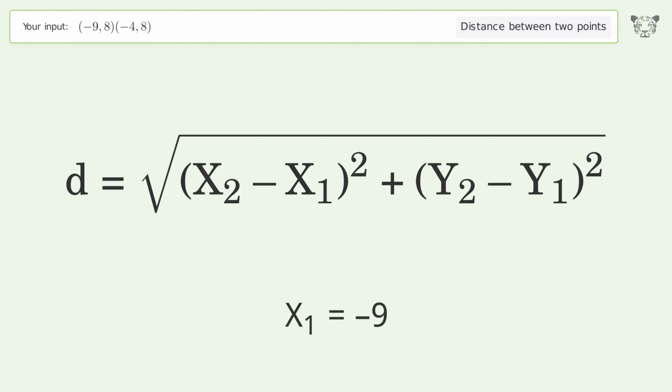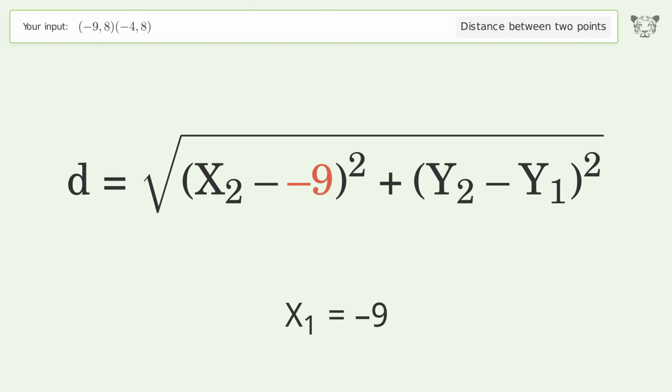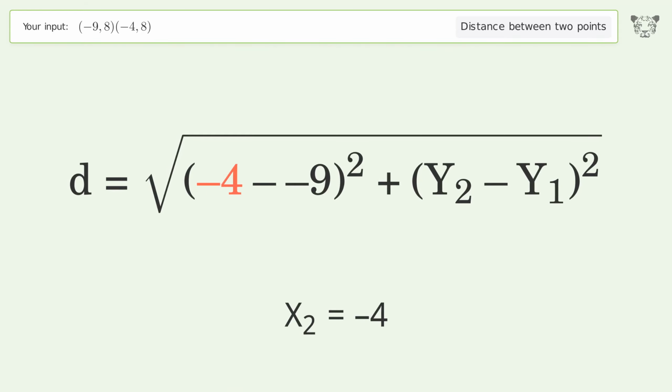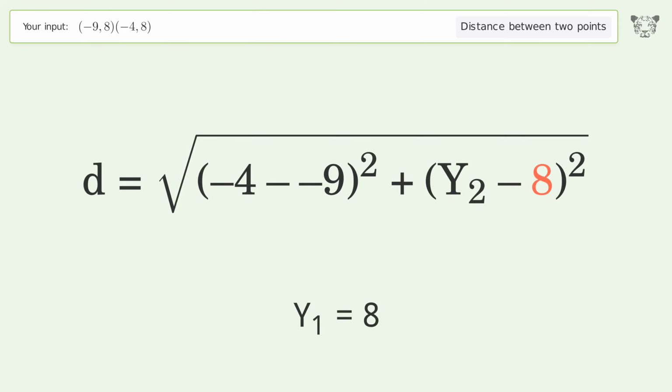x1 equals -9. x2 equals -4. y1 equals 8. y2 equals 8.